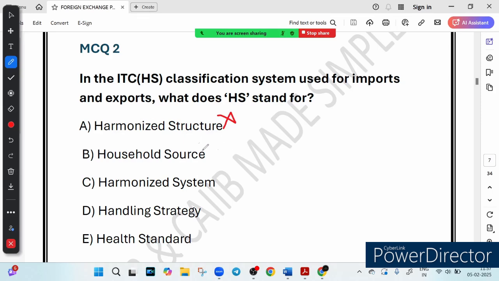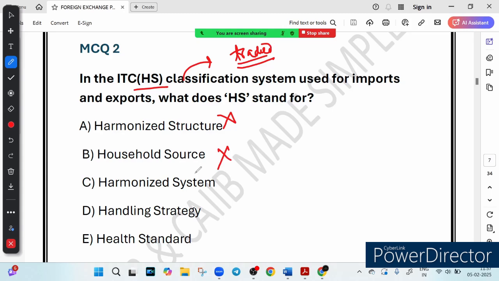Option B says household source. Obviously this is not correct, because household source may sound related to consumer goods, but it has nothing to do with import export classification, right? The ITC HS system categorizes all traded goods, not just household related categories. For example, whether India imports machinery, chemicals, or textiles, the classification remains the same.